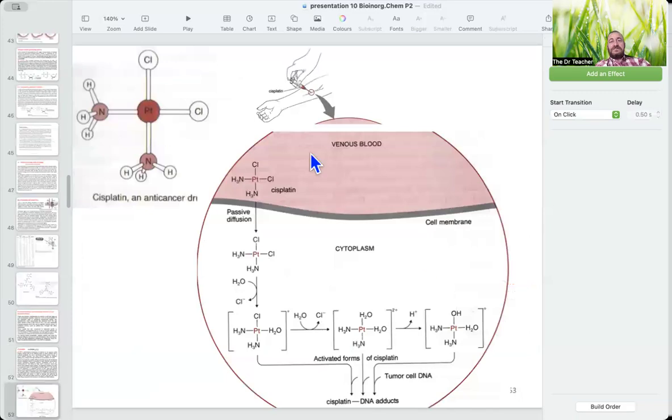So here you can see the IV introducing the cisplatin into the bloodstream. Okay, so the cisplatin is like this, dichlorodiamine platin. Cis, what is it? Cis means chlor and chlor are one beside one, not opposite. So passive diffusion to the cell. This is the cytoplasm. Cell membrane. This is the cell membrane.